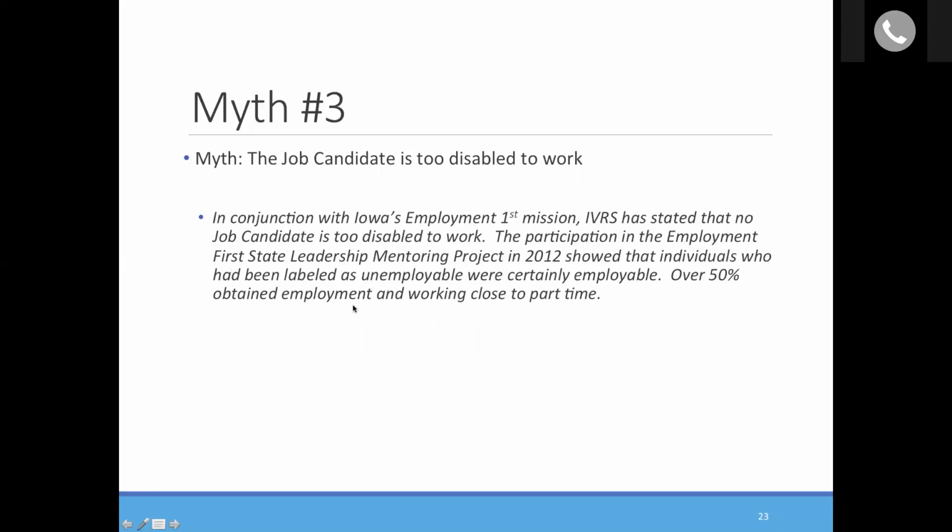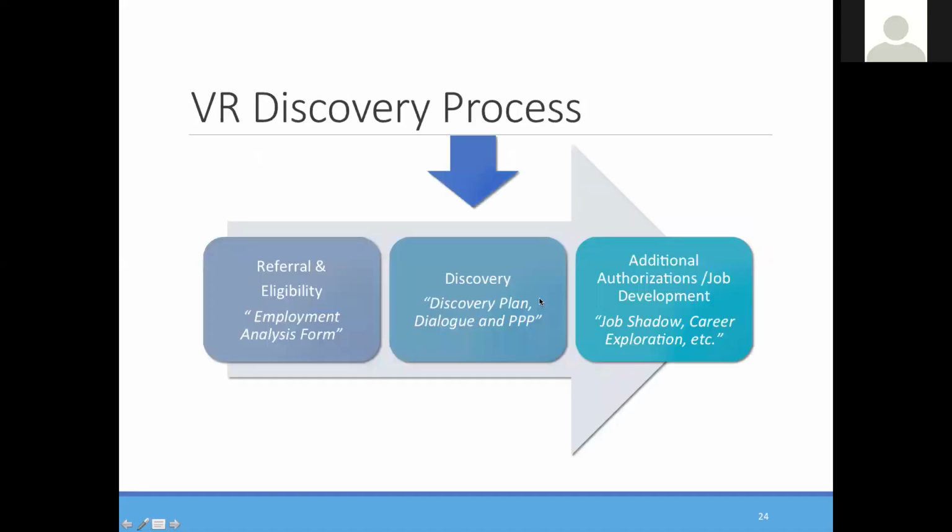So myth number 3: the job candidate's too disabled to work, right? We know that all people are employable, and in conjunction with Iowa's Employment First mission, Voc Rehab has stated clearly that no job candidate is too disabled to work. So it's really important that we all see that all folks are employable and can contribute, but that's going to look different for a lot of different people. That might be working 5 hours a week. It might be working 15 hours a week. It might be working 40 hours a week. It looks different for everybody.